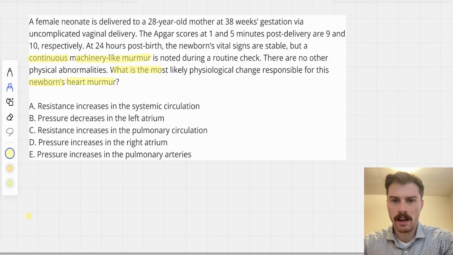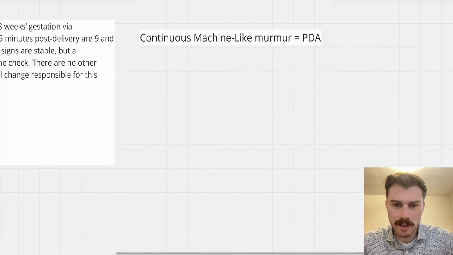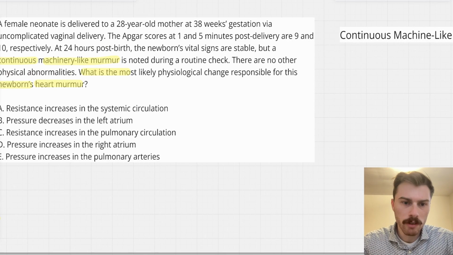If this is not in your Anki, and you didn't know it, you should absolutely put it in there because you need to know this. Continuous machine-like murmur is a patent ductus arteriosus every single time. Okay, so again, continuous machine-like murmur, PDA, every time. Put that in your Anki so you never forget it.